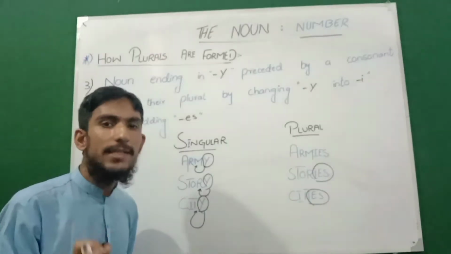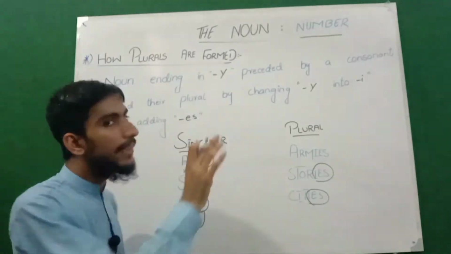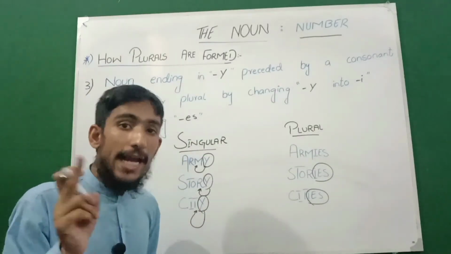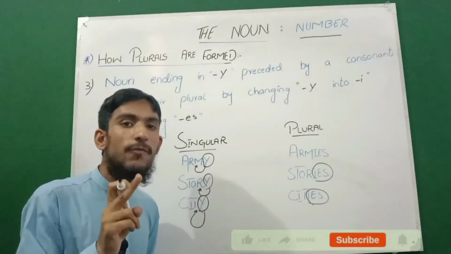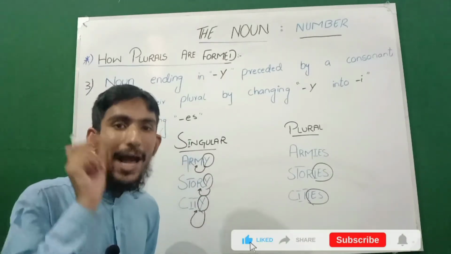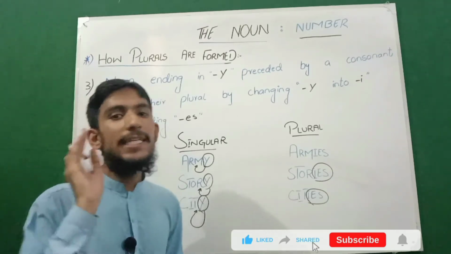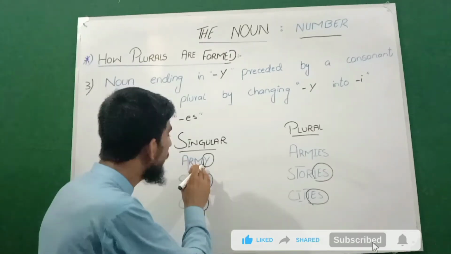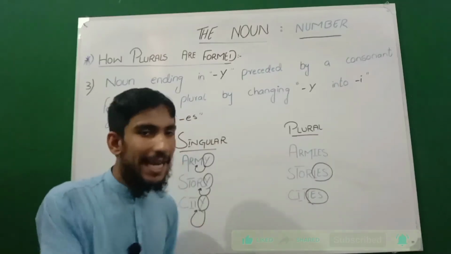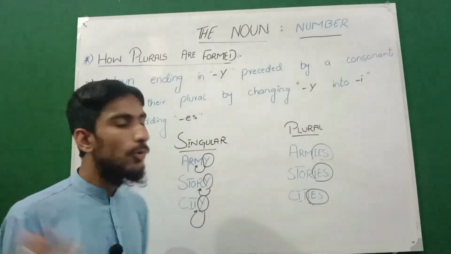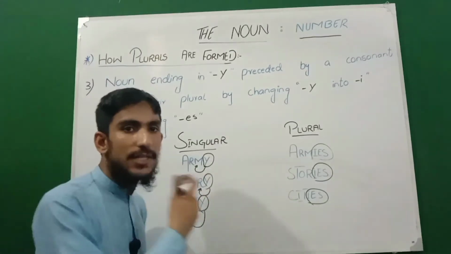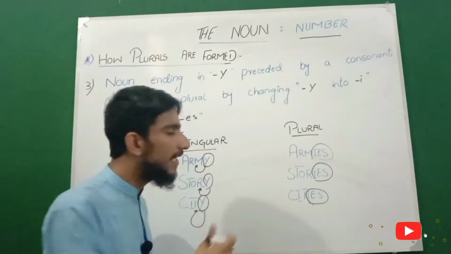So in this third technique we have learned that for nouns that end in y preceded by a consonant, their plural is formed by changing y into i and adding es at the end. For example, army: y changes into i and we add es, so armies is the plural of army. In the same way, stories and cities.